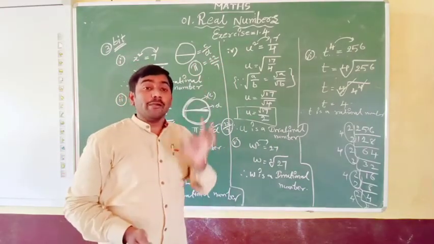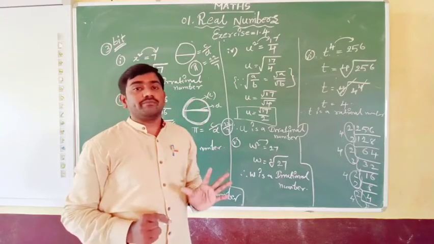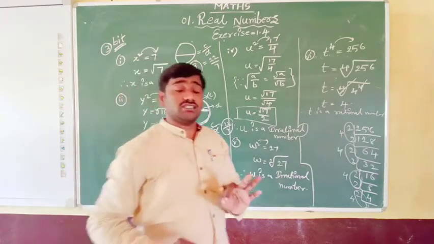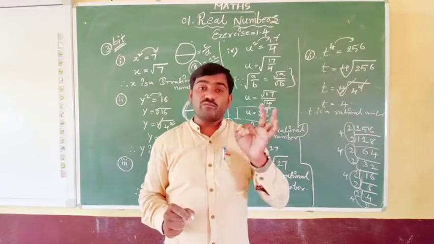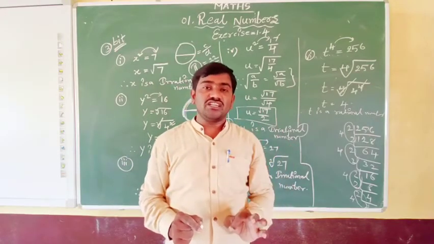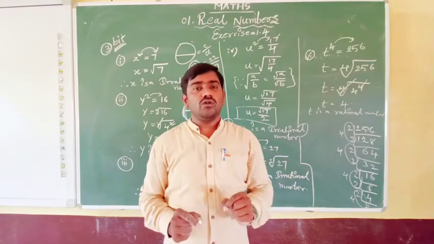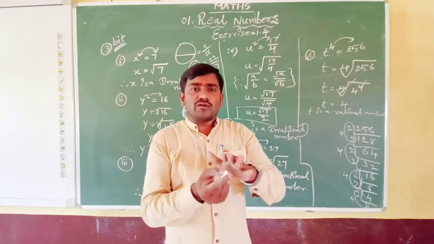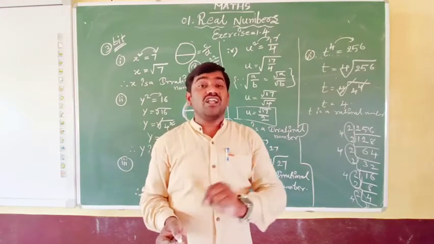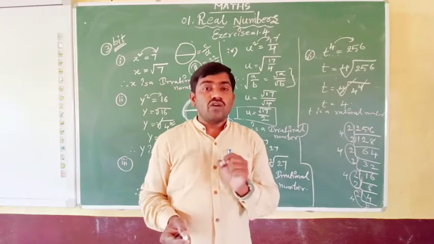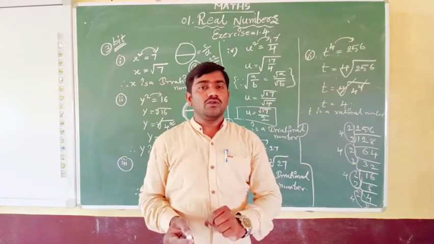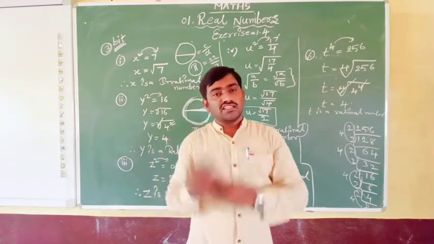So why is pi called an irrational then? Why is pi called irrational, even though pi is in the form of p by q, where p, q are integers and q is not equal to 0? Yes, it is in the form of 22 by 7. Why is pi called an irrational number? Why is it not a rational number? There is a bigger theory in this.